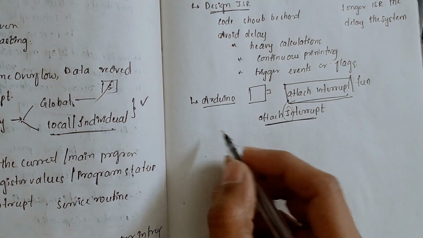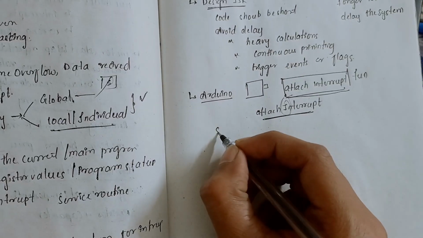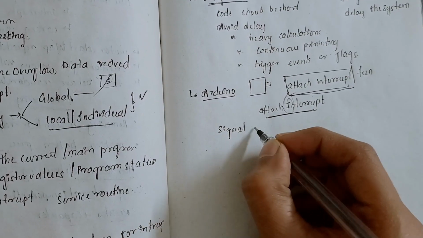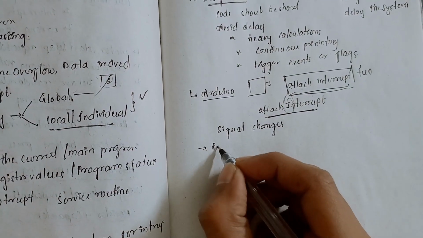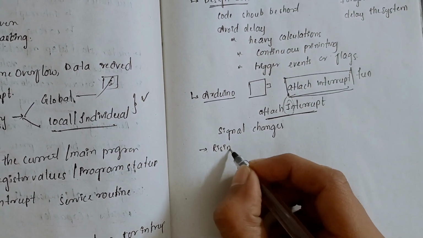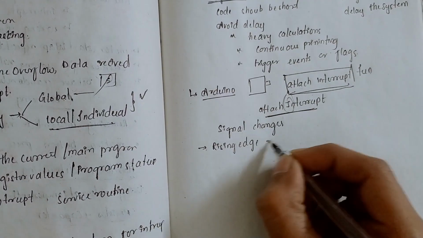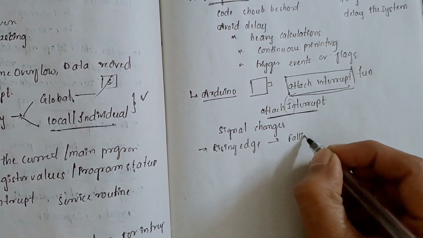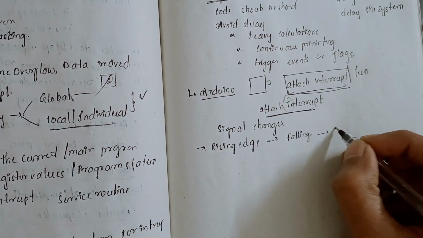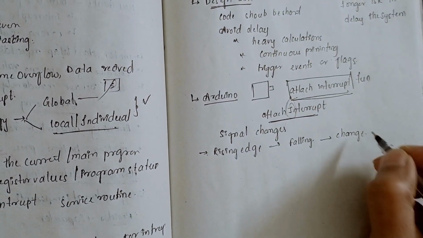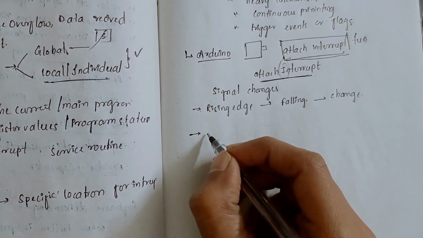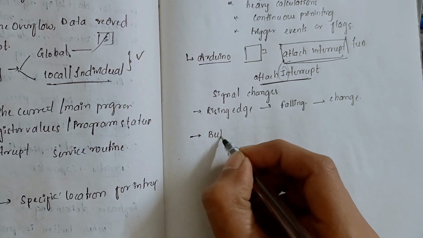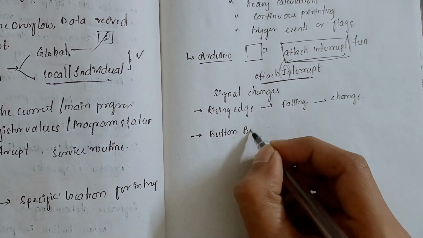So these can be triggered on signal changes also: the rising edge, the falling edge, and any change in the signal. And there is a problem which is termed button bouncing.